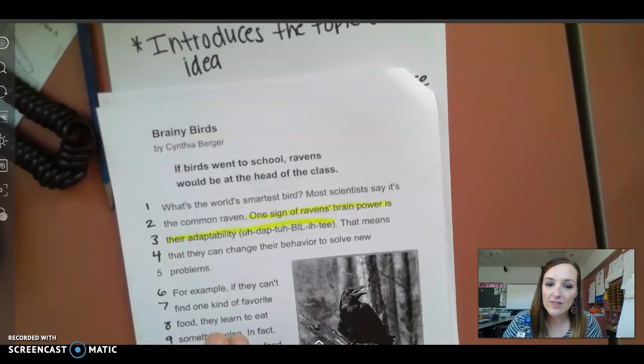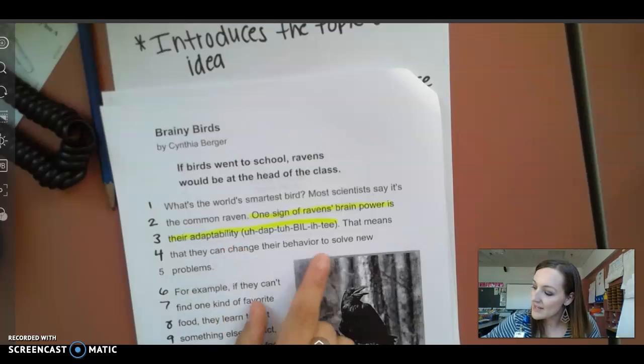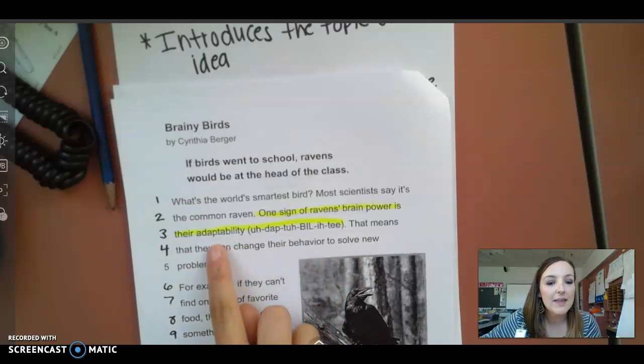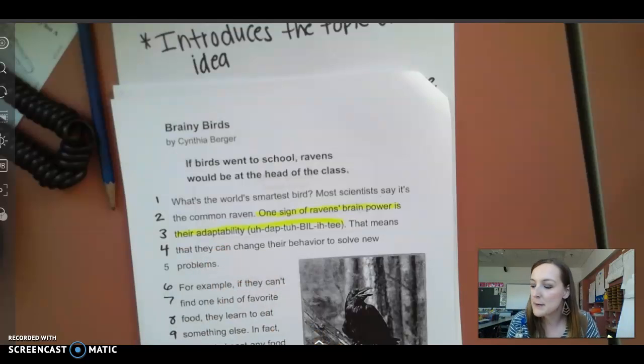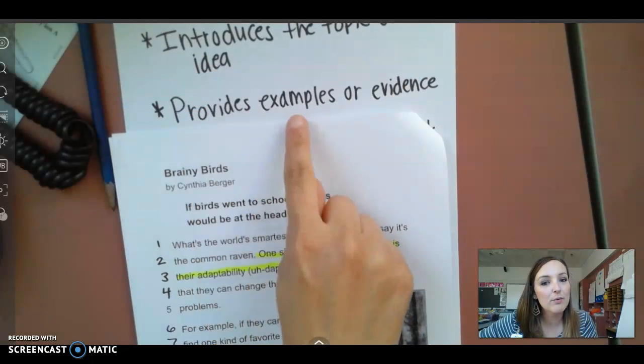I know that they're going to be talking about their adaptability. And then it goes on to tell us, what does adaptability mean? And it means that they can change their behavior to kind of solve the problems that they have. So that introduces the topic or the idea of this section. We know it's going to be about how they can adapt or change to fit their environment. The next part of an effective explanation is that they provide examples or evidence.